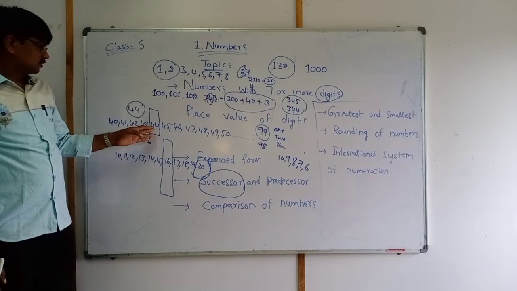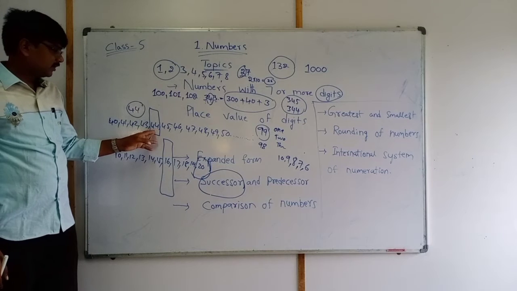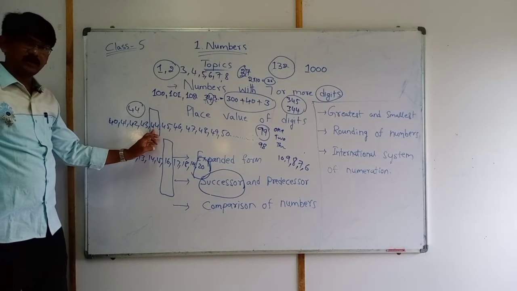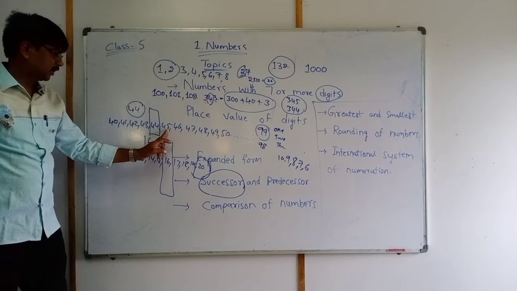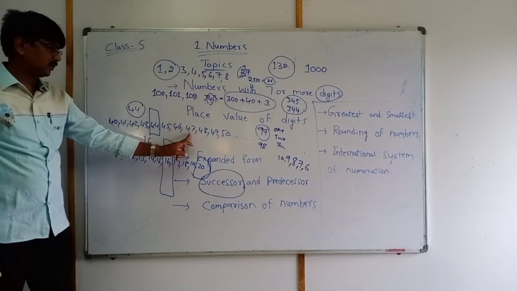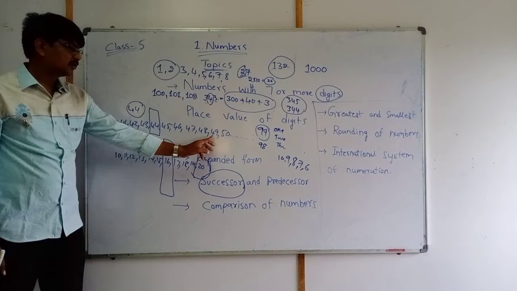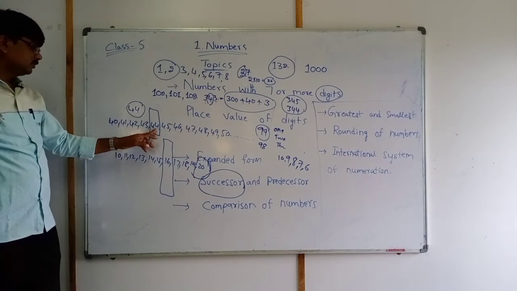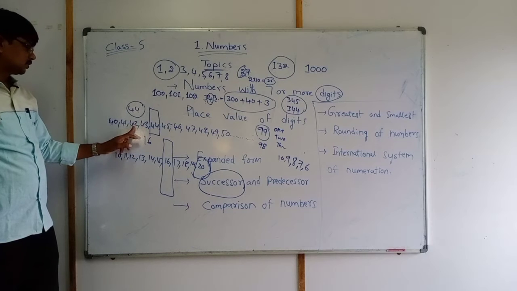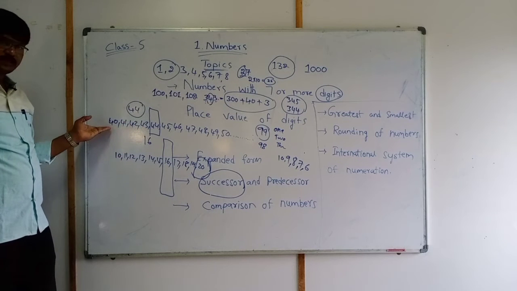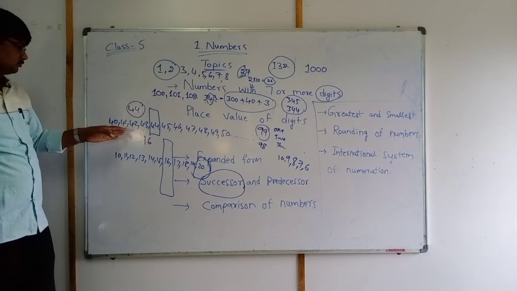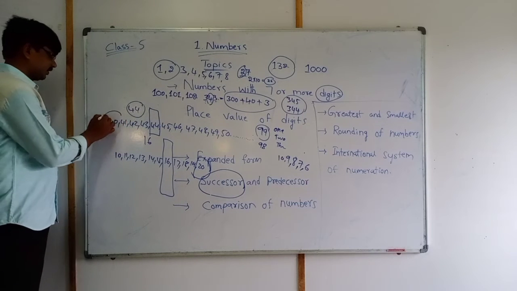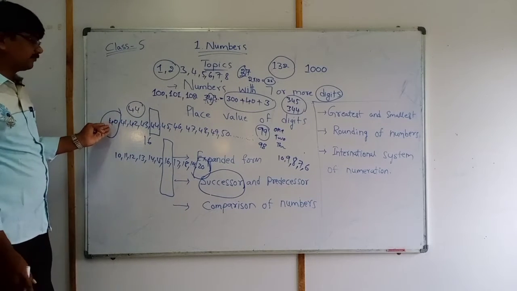Just look here. If 44 is here, where is 50? 1, 2, 3, 4, 5. 5 numbers after 44 to reach 50. Here on the left side, 1, 2, 3. 3 numbers after 40 comes 44. So which is the nearest 10? Yes, 40 is the nearest 10. So round off to 40.